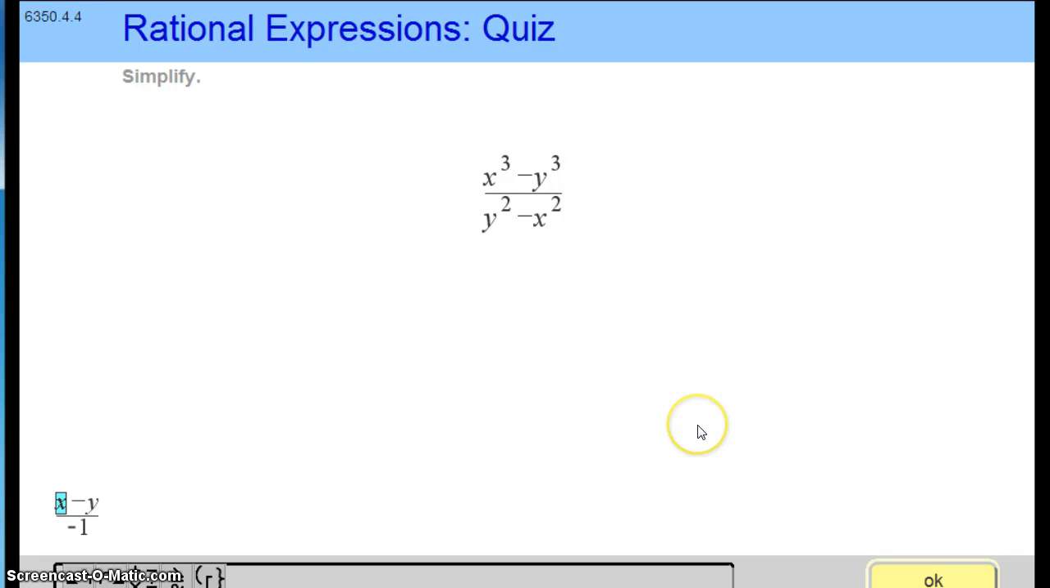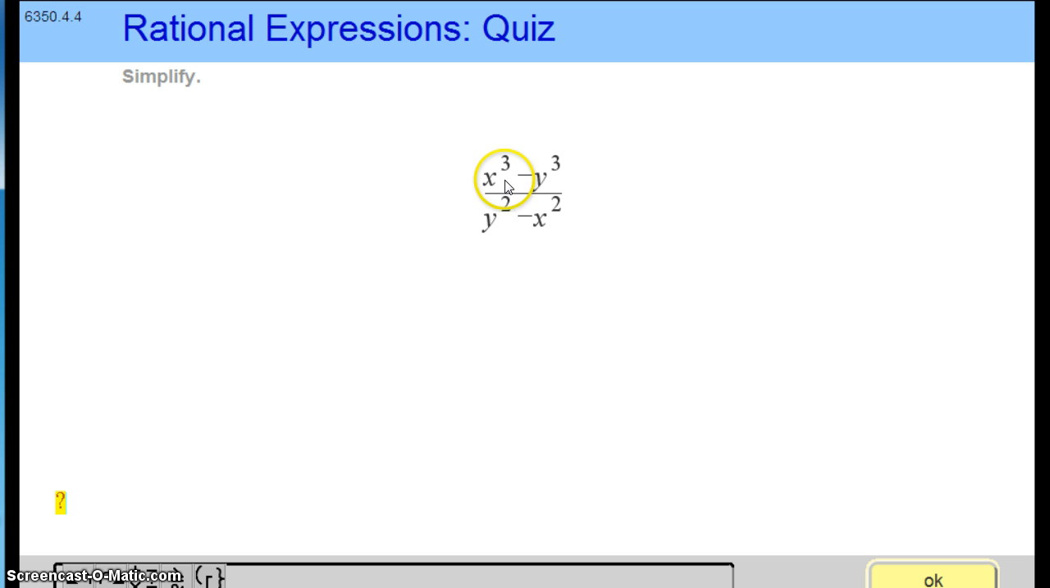This video is on rational expressions on the rational expressions quiz. A lot of these are polynomials that you have to simplify in some way. A lot of them you will be able to factor, and then some of the terms in the numerator and the denominator will both cancel out. So for this particular one, we want to factor the top and the bottom in some way.